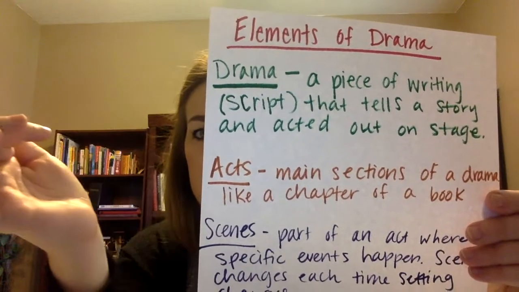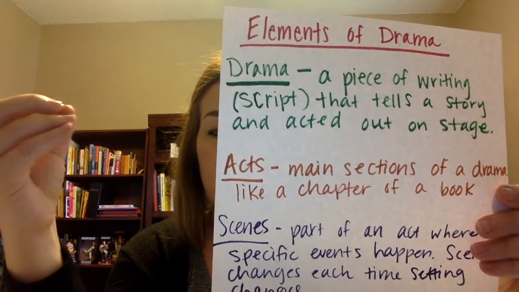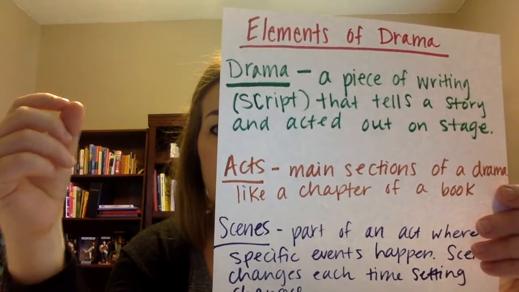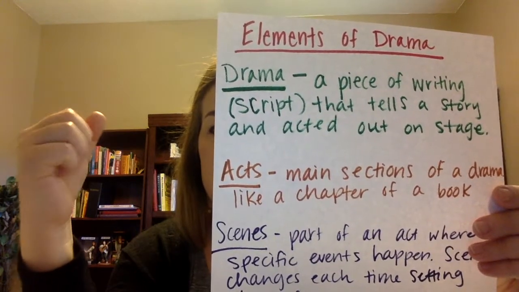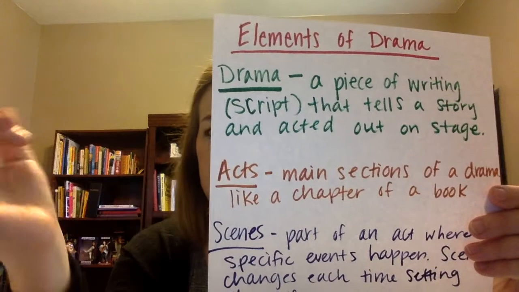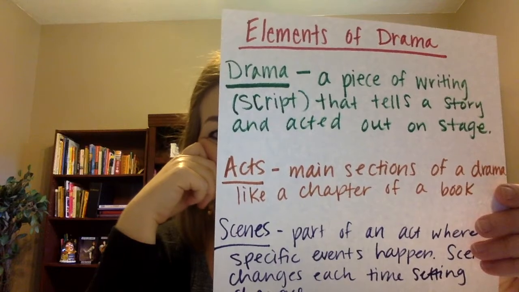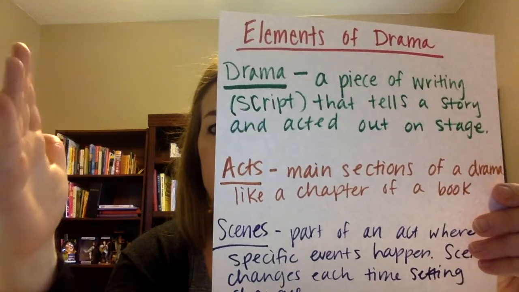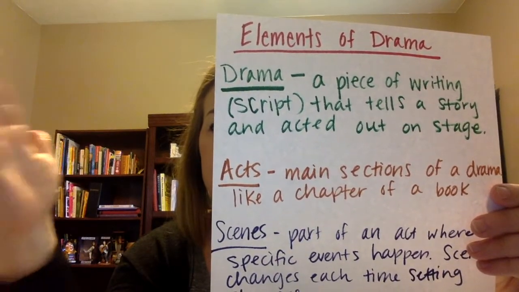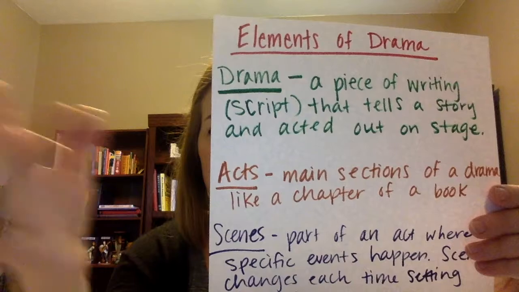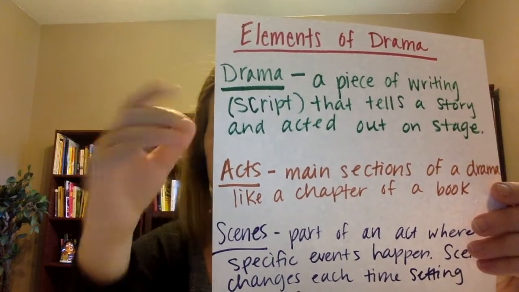So elements of drama. The word drama means a piece of writing. We also call that a script that tells a story and it's acted out on stage. Think of dramas and plays as the same thing. An act is something a little different. It's the main section of a drama. Think of it like the chapter of a book. You know how a book is split up into different chapters because different things are happening in each chapter. Sometimes the scenery, the setting, is changed. That's kind of the same thing with an act. It's different sections of a drama.